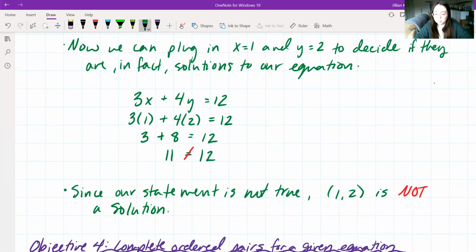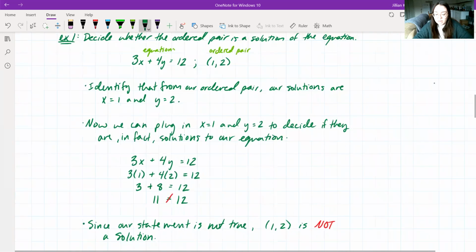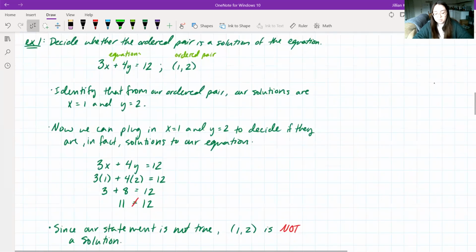So when solving problems like these, we want to plug in our ordered pair, and if we see that our numbers are equal, if we end up with maybe say an 11 equals 11 or a 12 equals 12, then they would be correct and they would be solutions. But since we have 11 does not equal 12, our final answer would be that this ordered pair is not a solution.